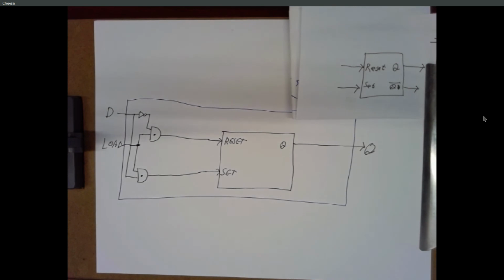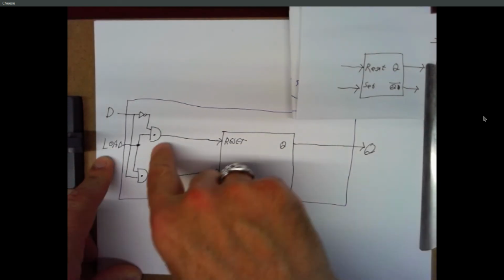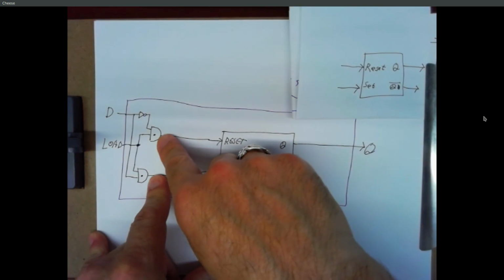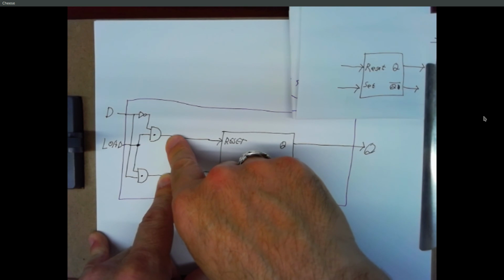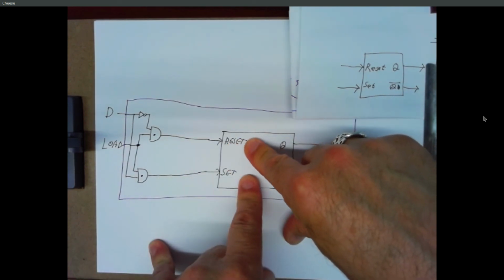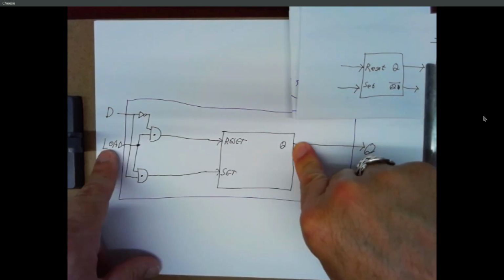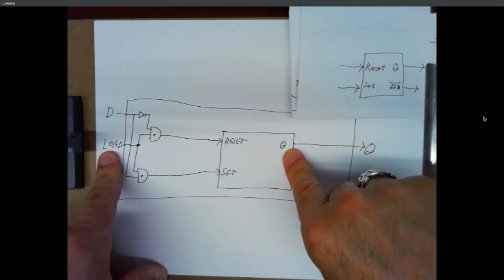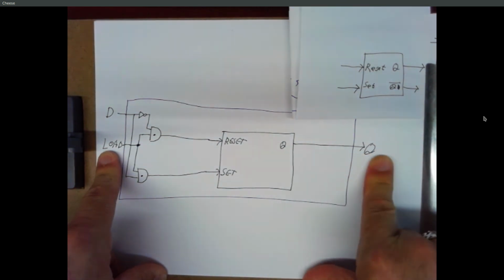So how does this work? If our load line is a 0, we've got 0 going into both of these AND gates. 0 ANDed with anything is 0, so both of these AND gates are outputting a 0, which means the reset and set lines are both 0, which means Q is completely stable. So if the load line is 0, Q doesn't change. It's ignoring the D input. So that's good.